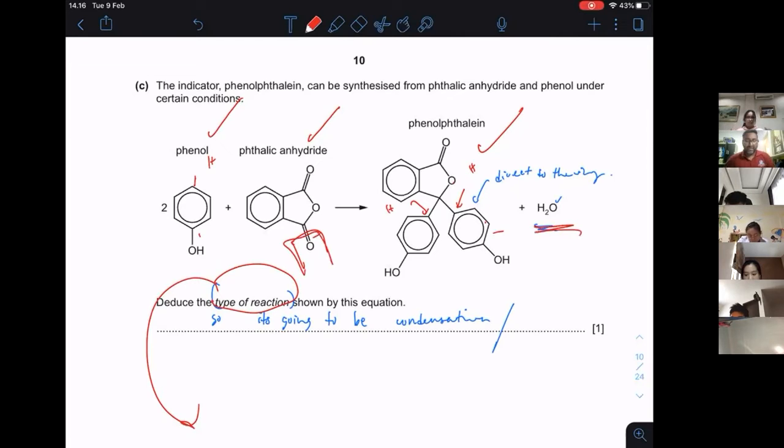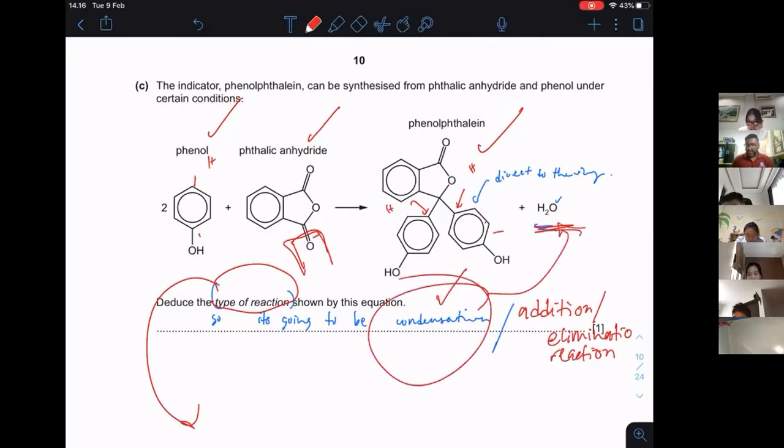So the best answer is going to be either you mention it's a condensation reaction, condensation, or there is another term that you can actually use, which is addition elimination reaction. Okay, addition elimination reaction. But I think condensation will do because you can see H2O is given up.